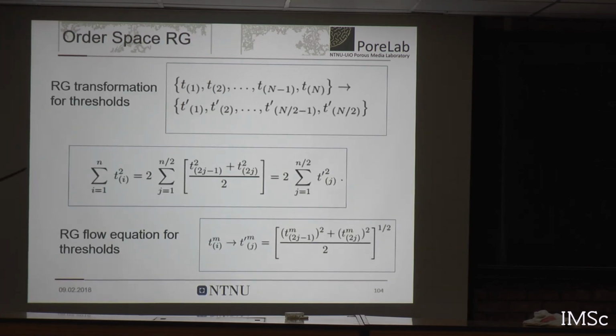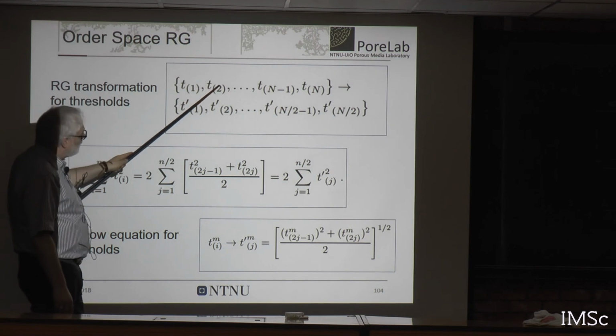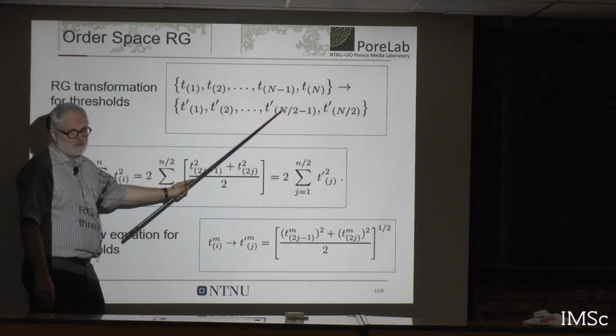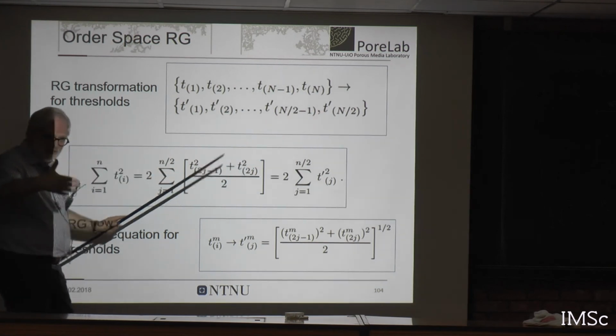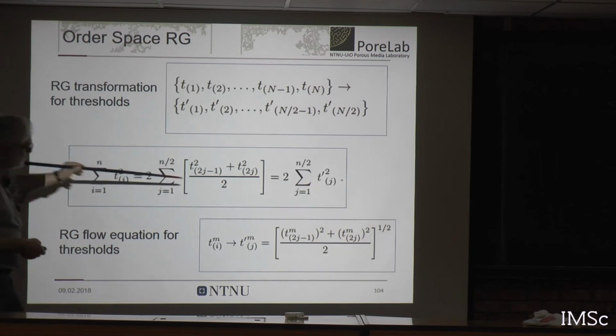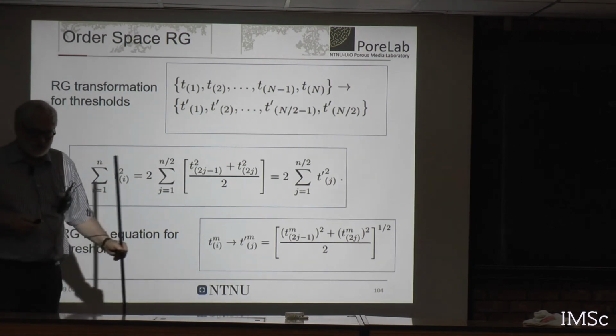The RG transformation, and I have to transform now the thresholds. So what I have to do is find a way to transform this into a set which is half as large, but in such a way that the dissipation is the same. And there are many ways of doing this. Because remember, all I want is that this is equal to this, and I can do that in umpteen different ways. So why not use a simpler way?